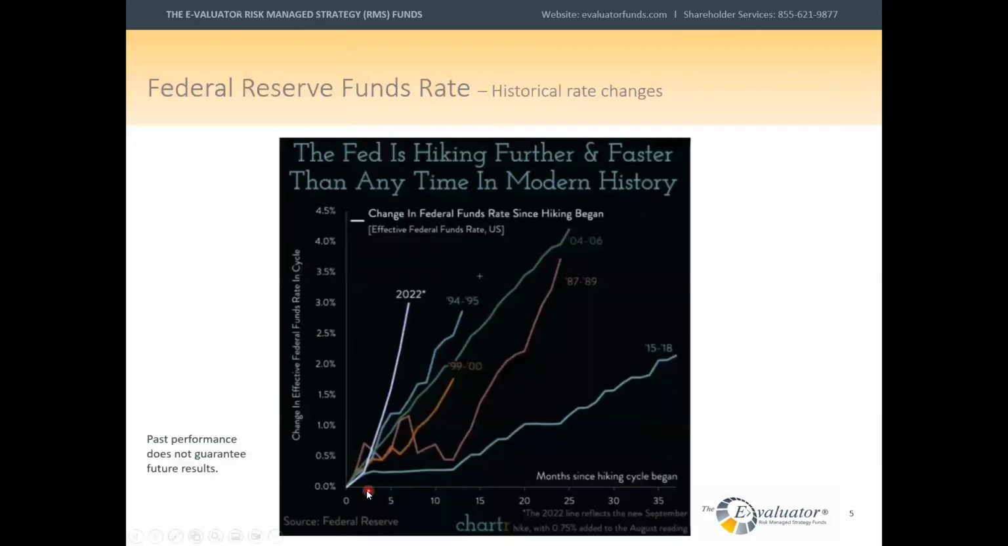What caused that? The Federal Reserve. The Federal Reserve raised interest rates at a very aggressive pace throughout 2022. This shows you their raising history going back to 1987-89. You can see that the line for 2022 is much more vertical than any of the other periods. Again, 87, 89, 99, 2000, 94, 95, 2015, 2018, 2004, 2006.